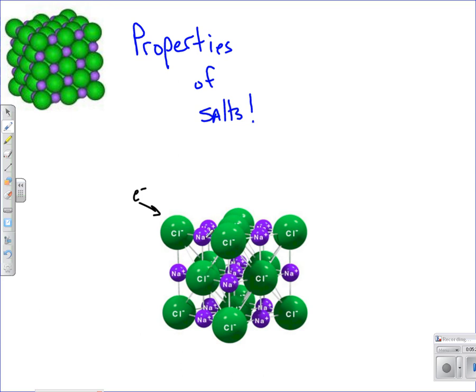How can we make a salt conduct electricity? If we were to dissolve it in water or to melt the salt. In either situation, we'd be breaking apart the crystal lattice. And by breaking apart the crystal lattice, we therefore then could allow the ions to change in charge briefly.